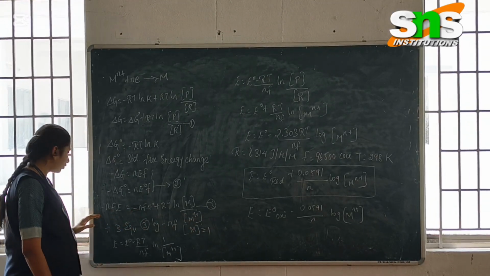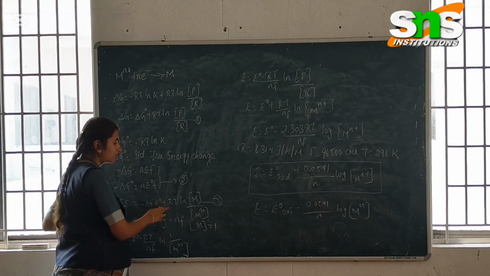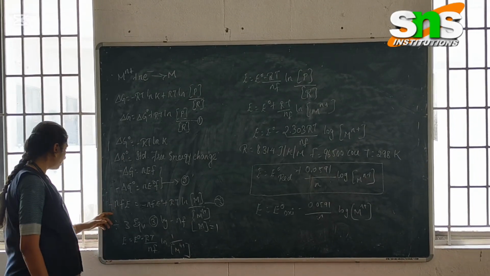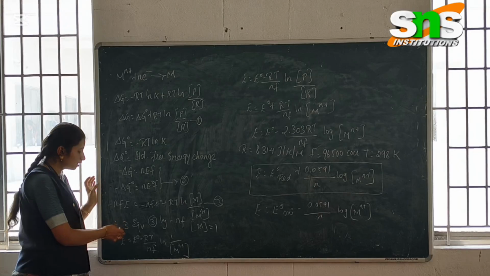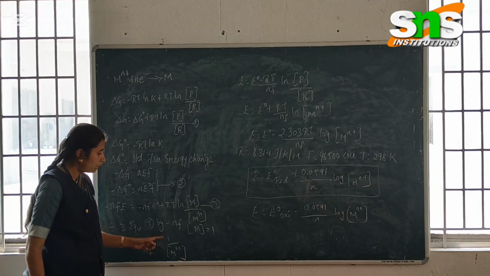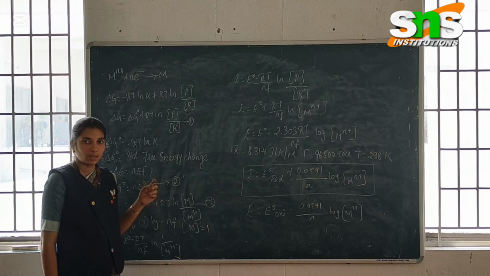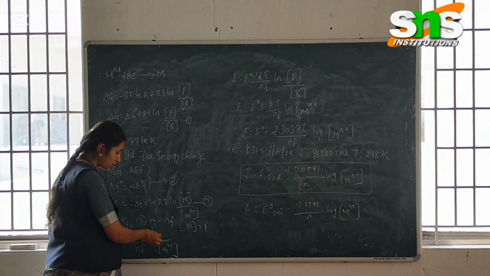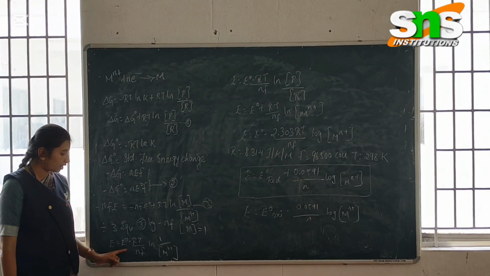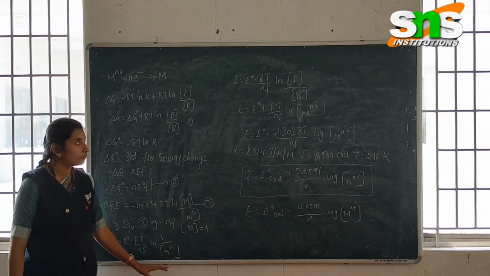With this equation we derive minus nFE equals minus nFE naught plus RT ln M by Mn+. We divide the equation by minus nF, so we get E equals E naught minus RT by nF ln 1 by Mn+. Since M is a solid metal, its activity is considered as 1. Substituting this, we get E equals E naught minus RT by nF ln 1 by Mn+. This is equation number 4.